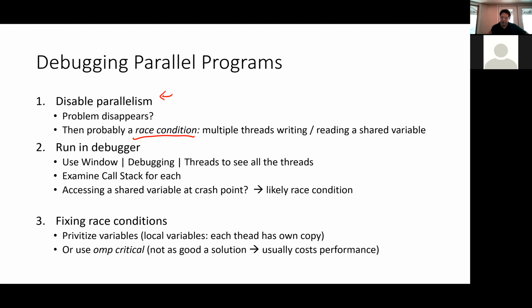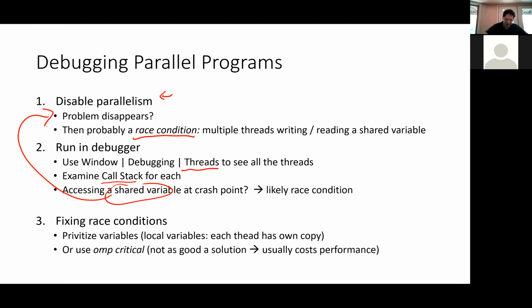You can run in the debugger. I showed you the threads window. So you open that up to see what's going on in different threads. You can look at their call stack. You can see when they crash, are they accessing some shared variable? Because that helps you figure out that shared variable is probably part of your race condition.